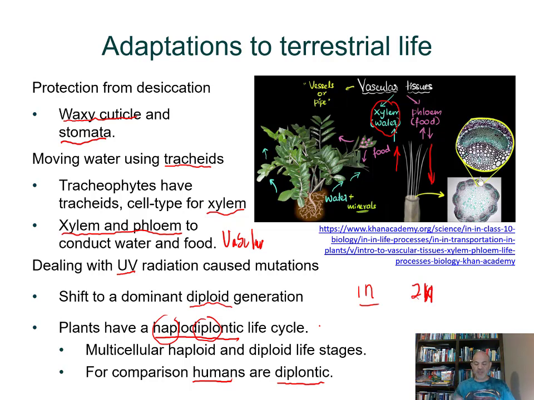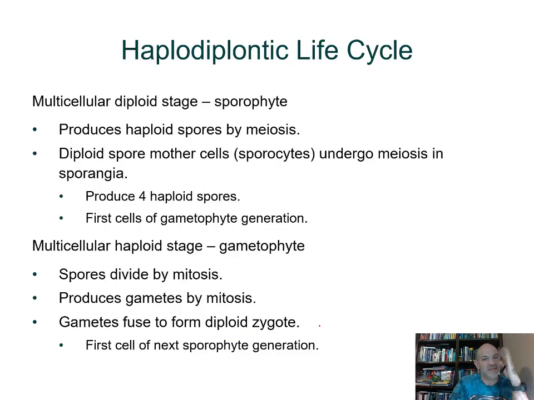For plants, they produce haploid spores that grow into an entire haploid body. And then that haploid body produces gametes that get fertilized and then produces the diploid generation. So they alternate between these two multicellular stages. Animals do not do that. So this next section does talk about that haplodiplontic life cycle.